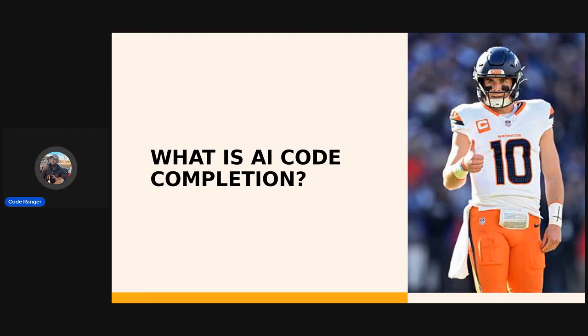So, what is AI code completion? AI code completion is a software development tool that uses machine learning and AI techniques to assist programmers by suggesting code snippets, variable names, and function calls based on the context of code being written. The purpose of AI code completion is to expedite the development process and reduce potential errors, whether syntactical or logical errors.